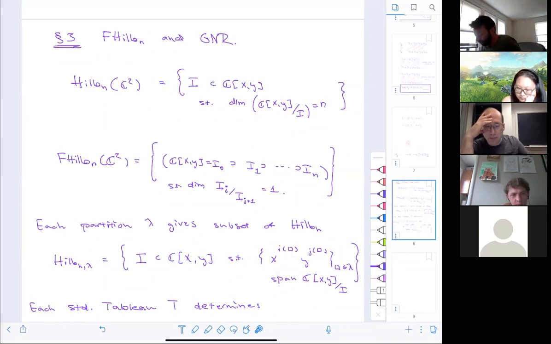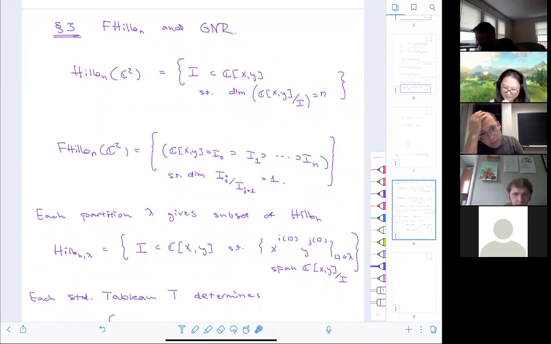So the Hilbert scheme of n points in C2 parameterizes ideals in the polynomial ring of two variables of codimension n. Okay, the flag Hilbert scheme of n points in C2 parameterizes flags of ideals, of successive codimension 1. So you choose n ideals, each one of codimension 1 inside the next. Or previous. Okay.